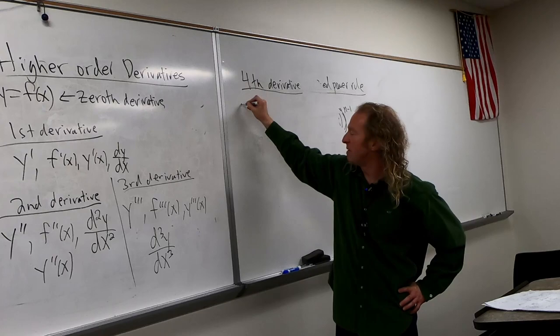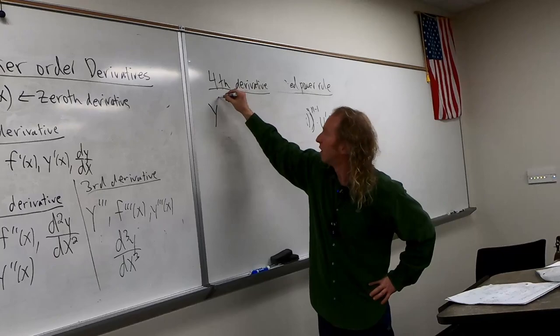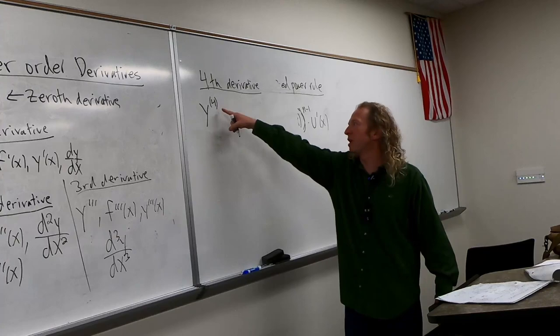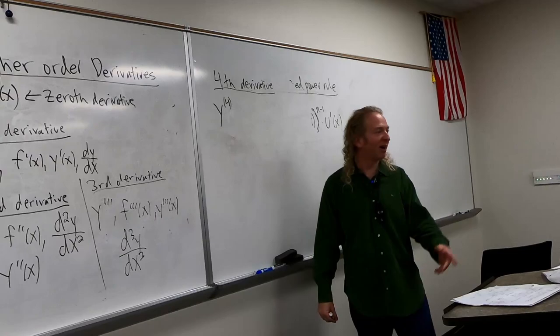People just put a number there. And what they do is they put parentheses around the number, like this. Weird, right? Because if you just put a number, it could be an exponent. So when you put parentheses around the number, that means derivative.